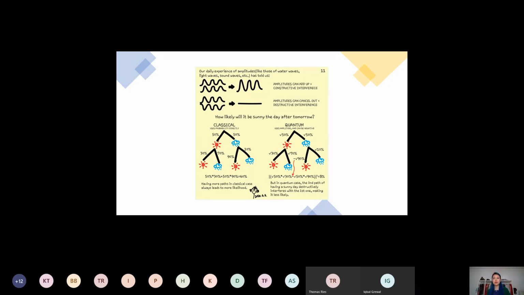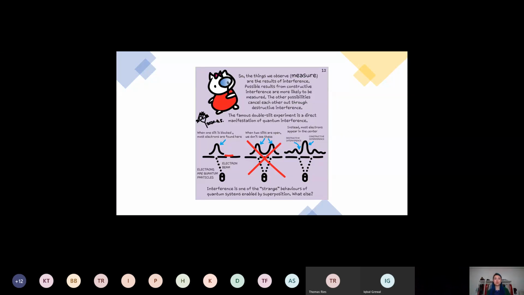You could have situations where you have many constructive interferences happening that increase the probability of you getting this result. But if you have a destructive interference, even if you have the probability of that state, it may be canceled out. This is what actually happens when you have measurements.